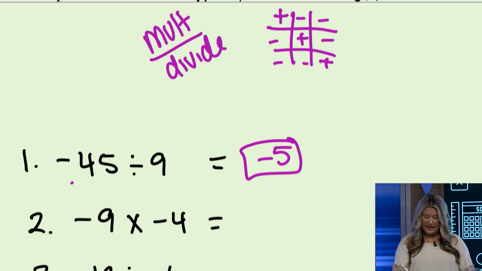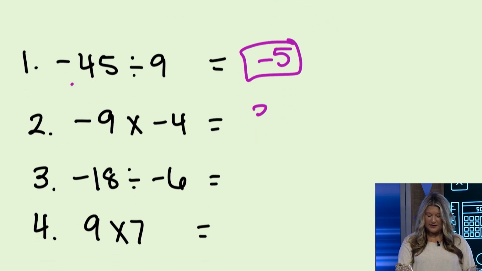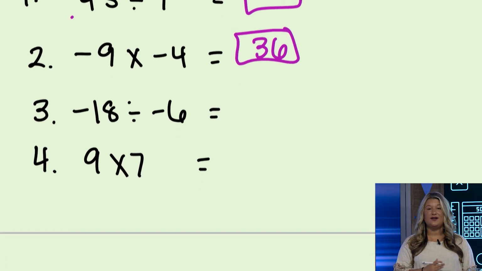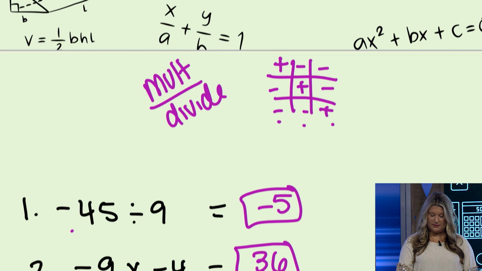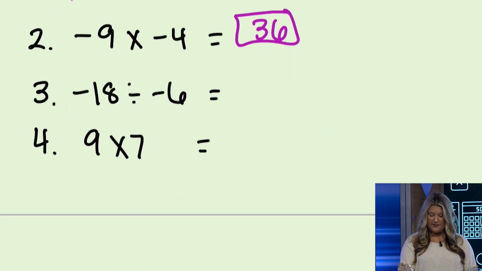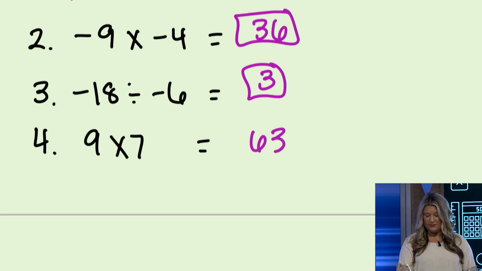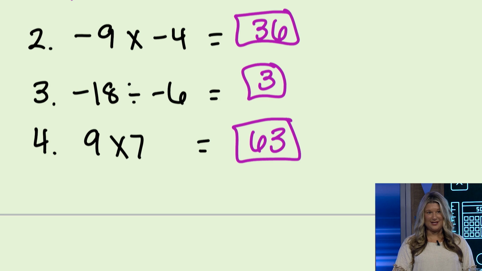So we have a negative times a negative equals a positive. So we're going to have a +36 here. Same thing, a negative and a negative. So a negative and a negative is going to equal a positive. So we have +3. And then when they're both positive, that's easy. You already know it's going to be positive. And then we get 63.